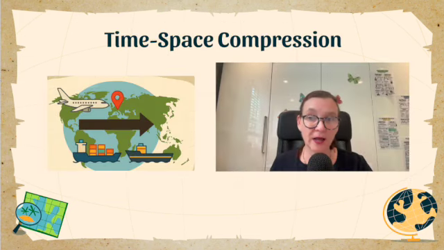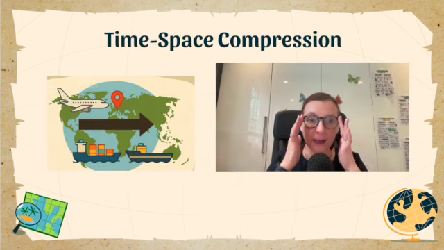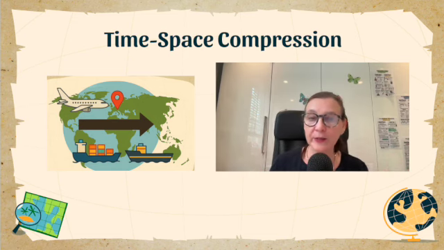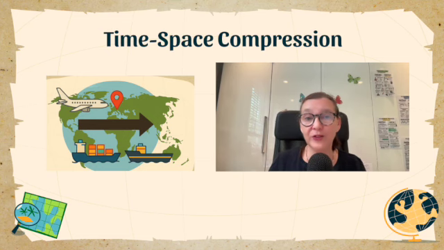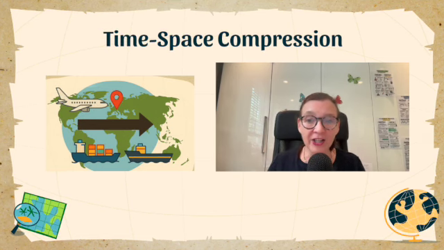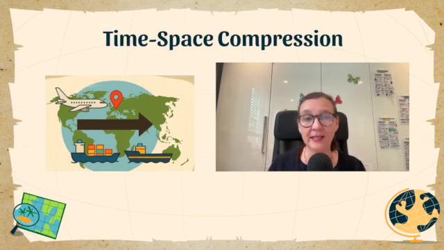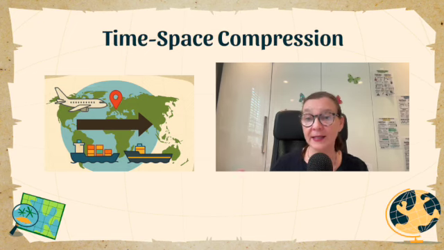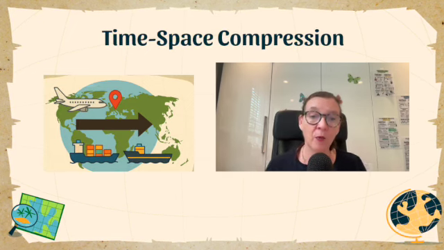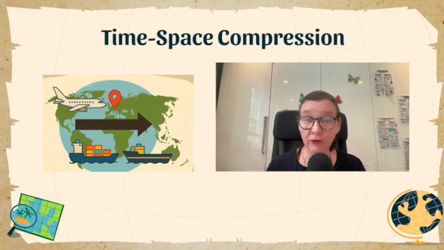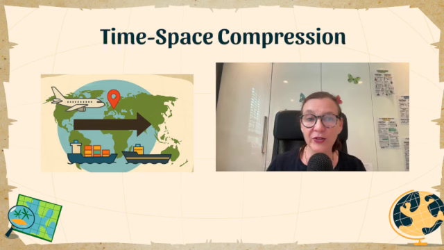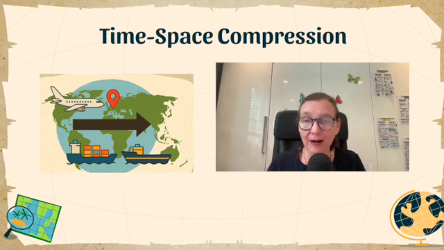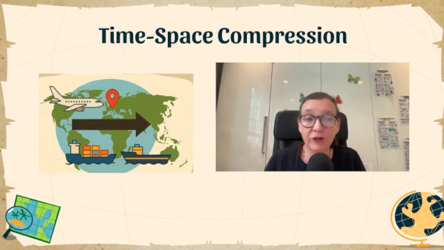Okay, so now we're going to look at time-space compression. Time-space compression is the idea that improvements in transportation and communication technology make people feel closer together. It's not the actual distance that changes, it's the time and effort to connect across the space that's reduced. How does it work? When we invent faster ways of travel or communication, like airplanes or the internet, the world just feels smaller. We can talk, trade, or travel across continents much more quickly than ever before.